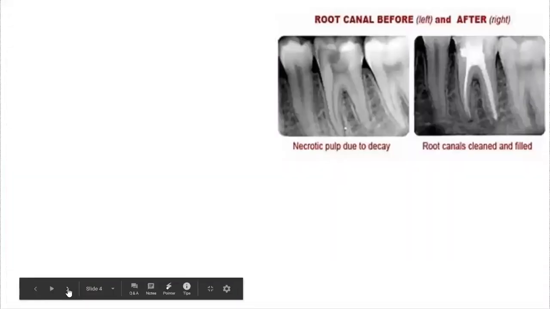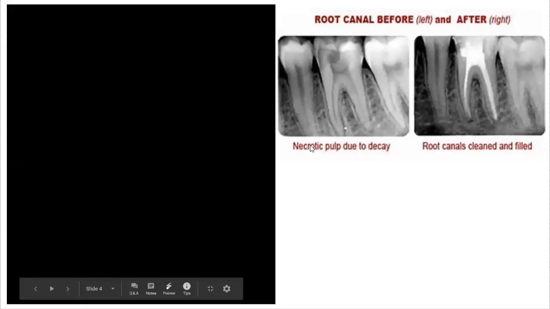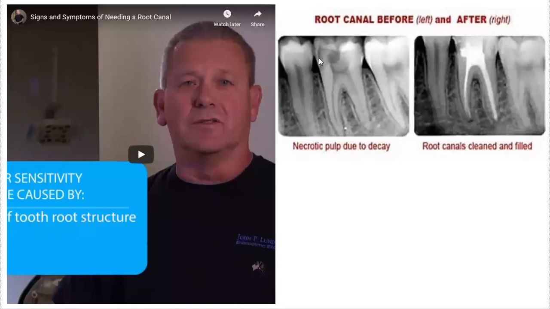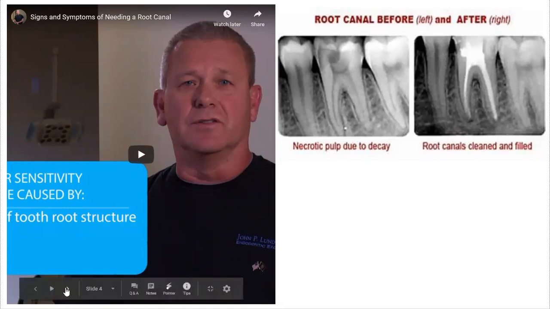All right, so here's a little video, but I wanted to show y'all over here. This is the necrotic pulp decay. So this is a cavity in the tooth right here, and then your infection is down here. So when the root canal is done, it's cleaned out and it's filled back in, and we're going to talk about that in just a second.